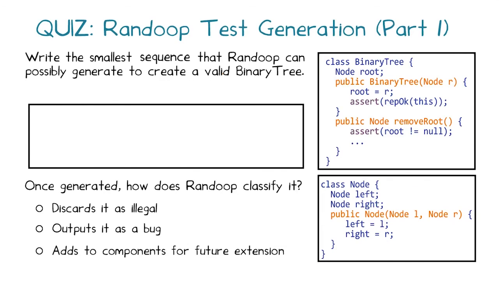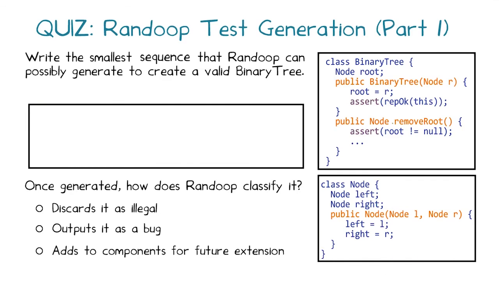For this quiz, let's look at the binary tree class we considered earlier for Korat. This time, our API consists of 3 methods: a constructor for the binary tree class, which takes as an argument a single node which becomes its root, a remove root method for the binary tree class, which takes no arguments and returns a node object, and a constructor for the node class that takes 2 nodes, which will become the left and right children of the newly created node.